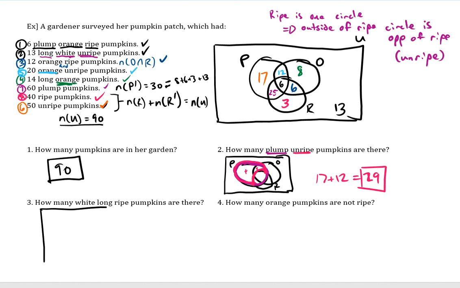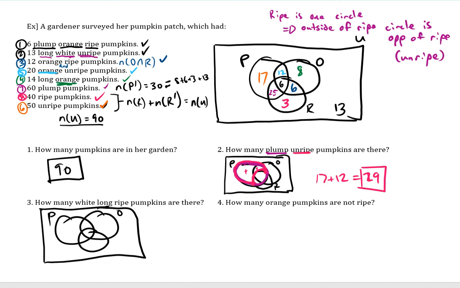So again, I'm going to make one more sketch just to try to see it. So plump, orange, and ripe. So let's see. I'm going to start with, out of these 3 words, the ripe is the one that has its own circle. So I know it's inside of these 4 regions, and then it's going to get narrowed down. So the white, what I'm going to do this time is kind of cross things out. Well, white would mean that it's not orange. So that means take those regions out.